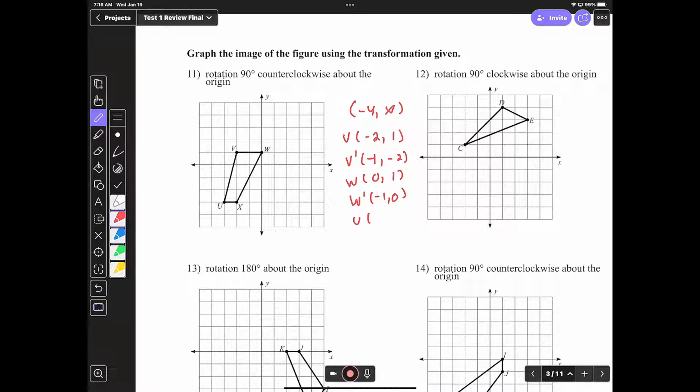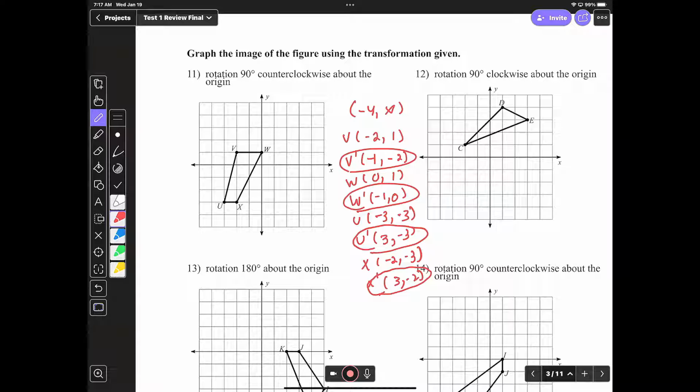U is negative 3, 1 and the next one is negative 3, 2, 3. So U prime will be 3, negative 3. And then X is negative 2, 1, negative 2, negative 3. So X prime is negative 3. Well, in this case, it's positive 3, negative 2. So the only ones we're interested in are the ones that are X prime. Those are the ones that we're going to have to graph.